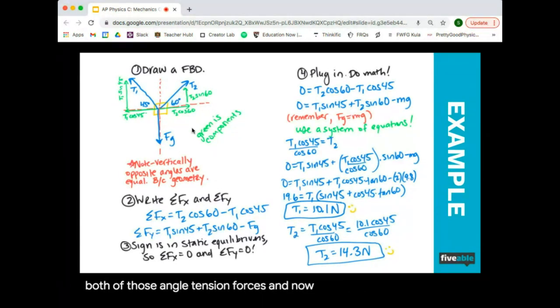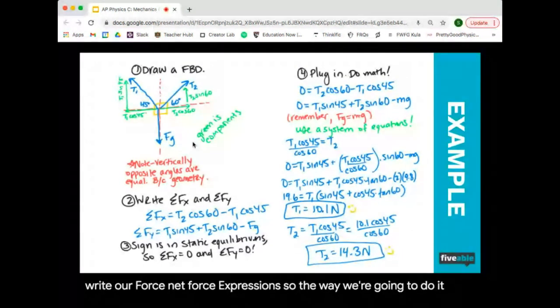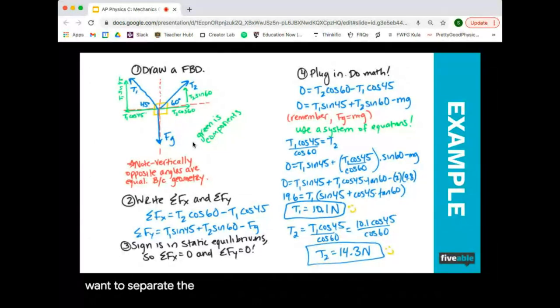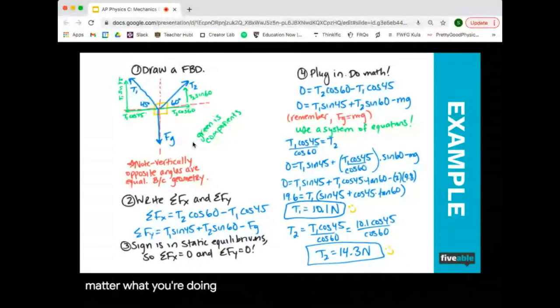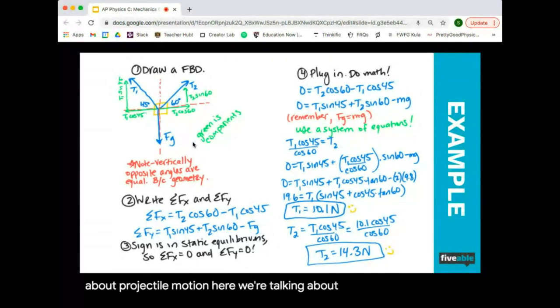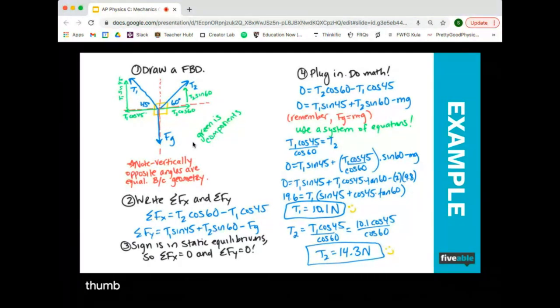And now we've got enough info to write our net force expressions. The way we're going to do it is we want to separate the x and the y. X and y are always independent no matter what you're doing. In the last stream we talked about projectile motion; here we're talking about forces. General rule of thumb, keep them separate and combine them just at the very end.